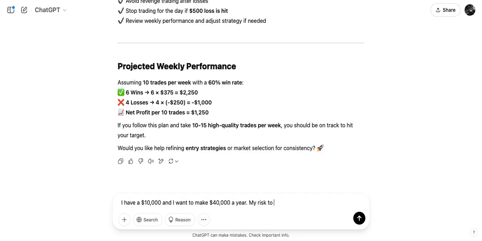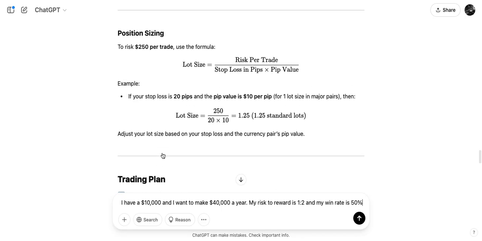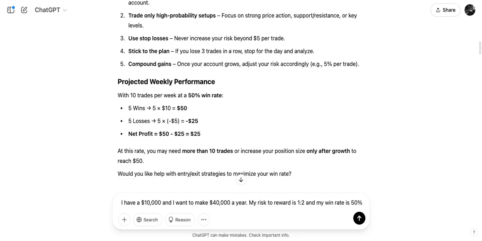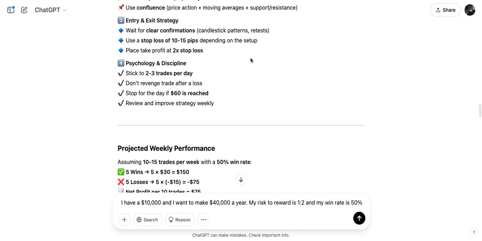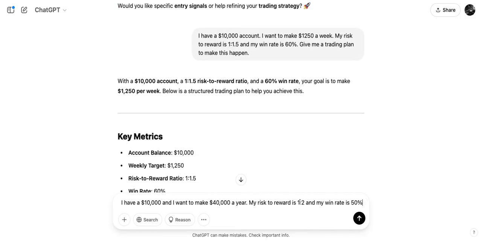Risk to reward, we'll say 1 to 2. Win rate, 50%. Okay, we have our account balance, risk to reward ratio, win rate. Let me make sure I didn't leave anything out. Account balance, goal, win rate, risk to reward. Yeah, I think we're good.